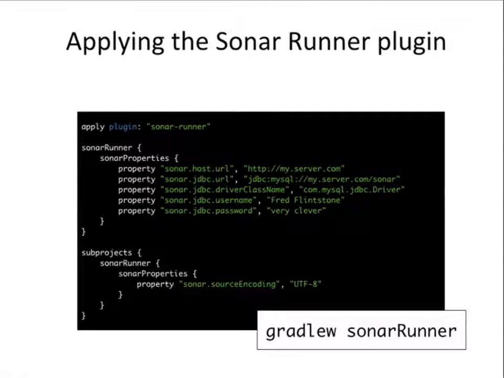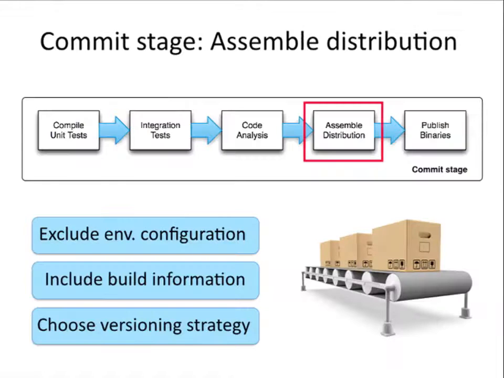So what do you have to do in terms of the Gradle configuration? It's actually fairly simple. So you apply the Sona Runner plugin, and then you just have to point it to the location of the database. So in this case, the connection string here, username, password, and then potentially you can add additional properties. So Sona lets you set encoding and all kinds of other things, the type of code coverage tool you want to use, and these kinds of things. So it's actually fairly simple to integrate that.